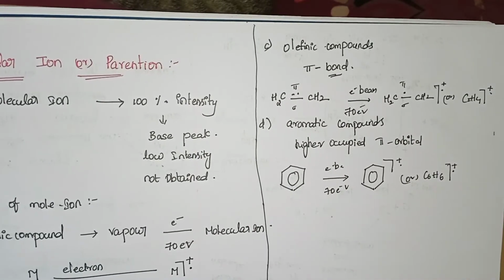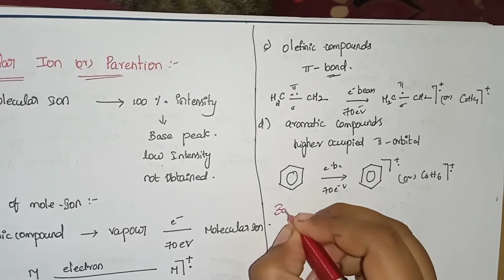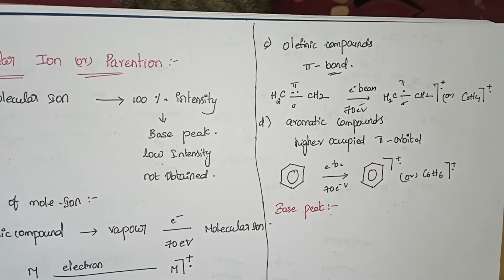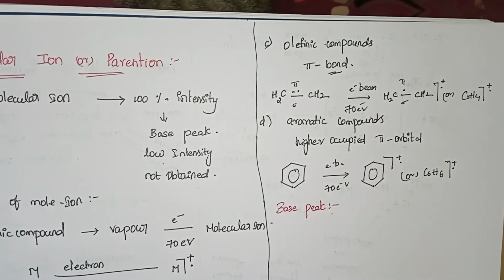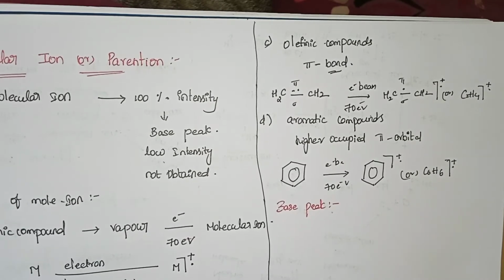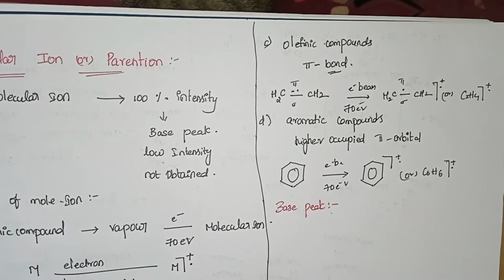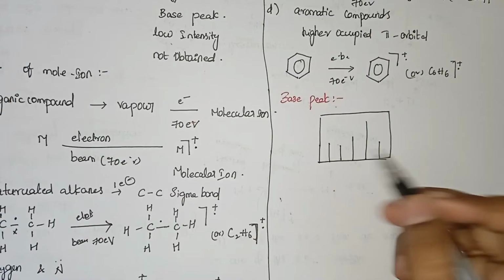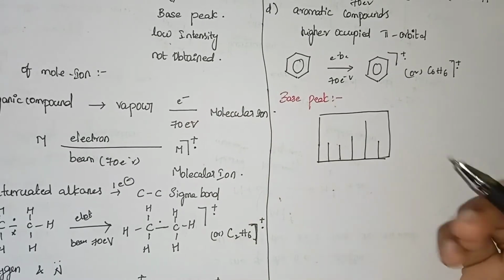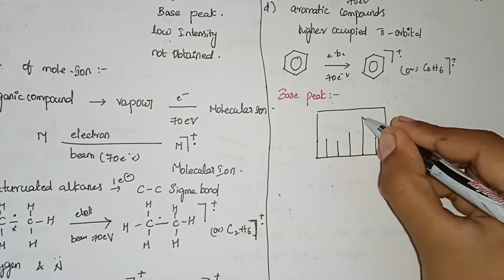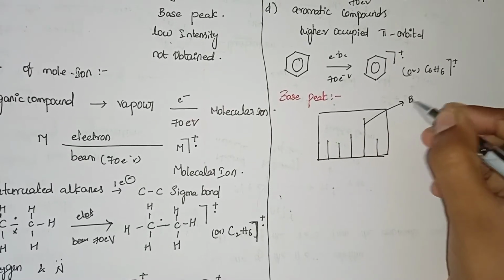Next we will discuss the base peak. So what is the base peak? The highest intensity signal noticed in the mass spectrum of a compound is known as the base peak. For example, if you take any substance, the highest intensity signal is known as the base peak.